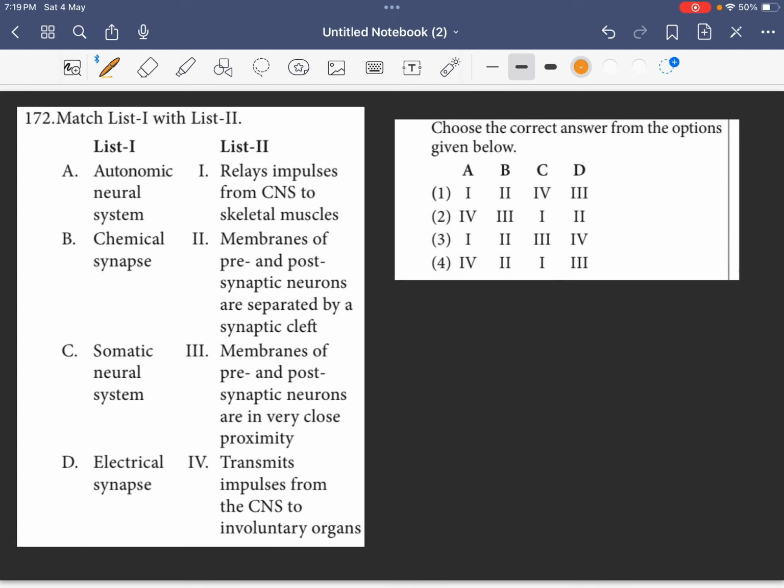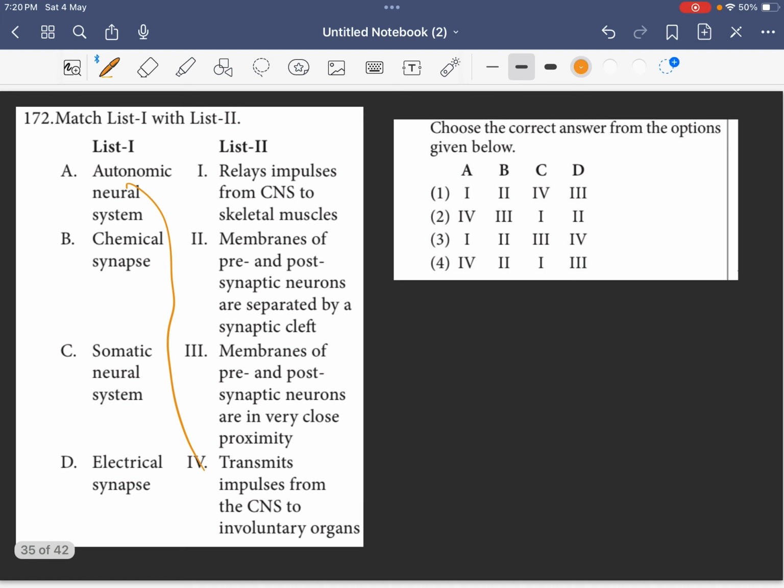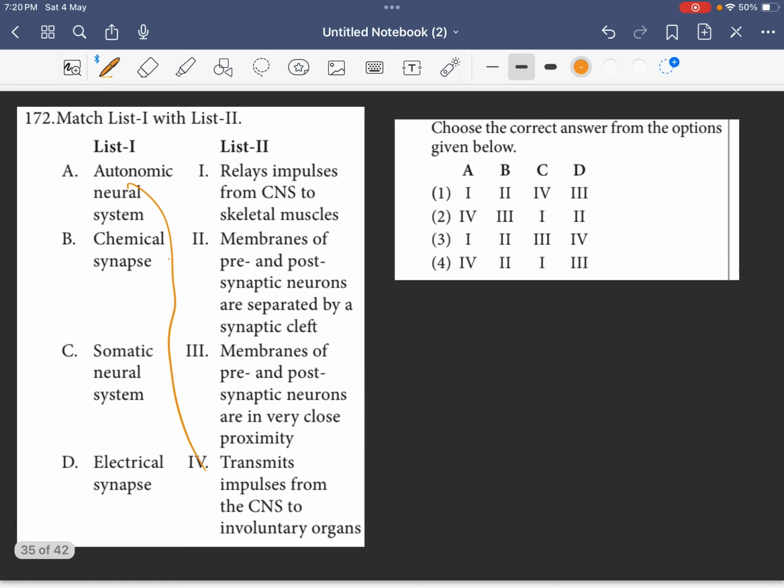Autonomic neural system. It is the transmission of impulses from the central nervous system to involuntary organs. Chemical synapses. Yes, it has the membranes of the pre and postsynaptic neurons, which are separated by the synaptic cleft, right? Somatic neural system. It relays impulses from the central nervous system to skeletal muscle, and electrical synapse is the region between the pre and postsynaptic neuron. So the option is 1. So answer 1.